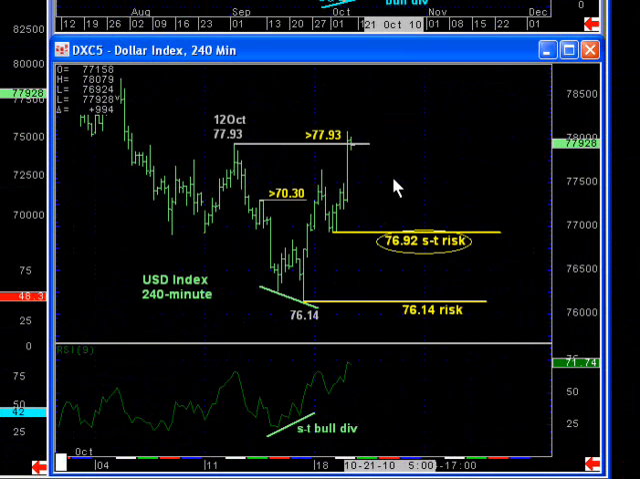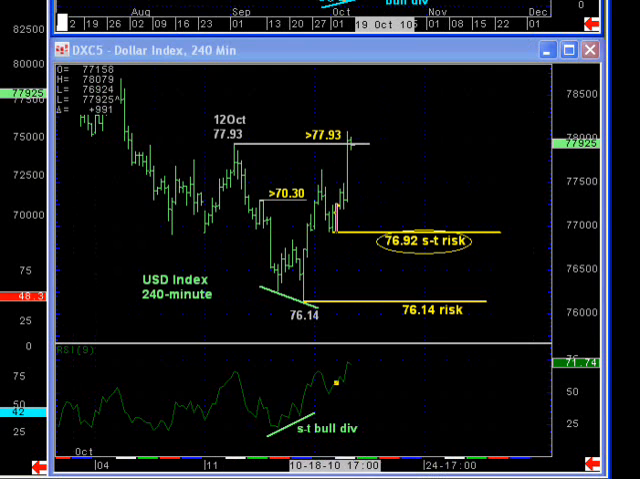In sum, by virtue of the recovery above both 78.30 and 77.93, we advise all bearish exposure should be neutralized by this point, and we advise traders to look at interim setback attempts as corrective buying opportunities ahead of a move to quite possibly the 79 handle in the days and weeks ahead.